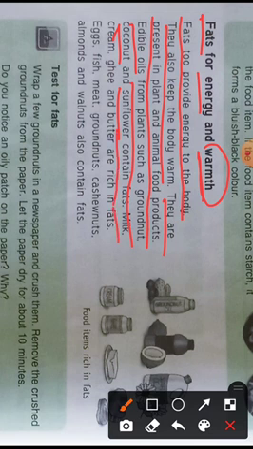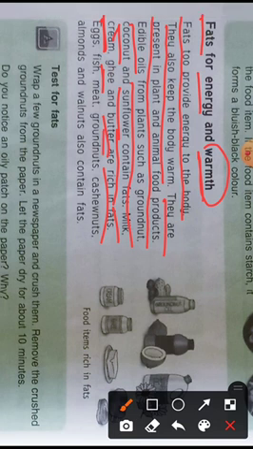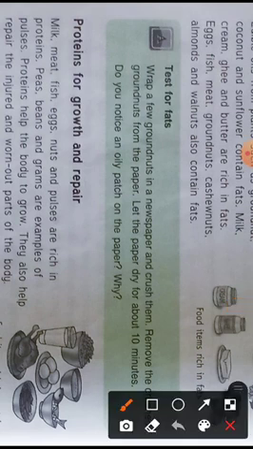Milk, cream, ghee and butter are rich in fats. Remember that if you want the proper amount of fats, you should include cream, ghee and butter, which are rich in fats. Eggs, fish, meat, groundnuts, cashew nuts, almonds and walnuts also contain fats. There is one test to identify whether a food contains fats or not.